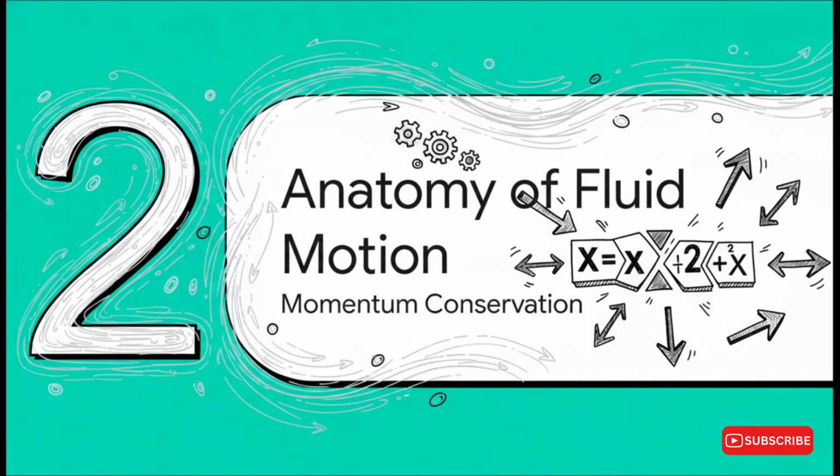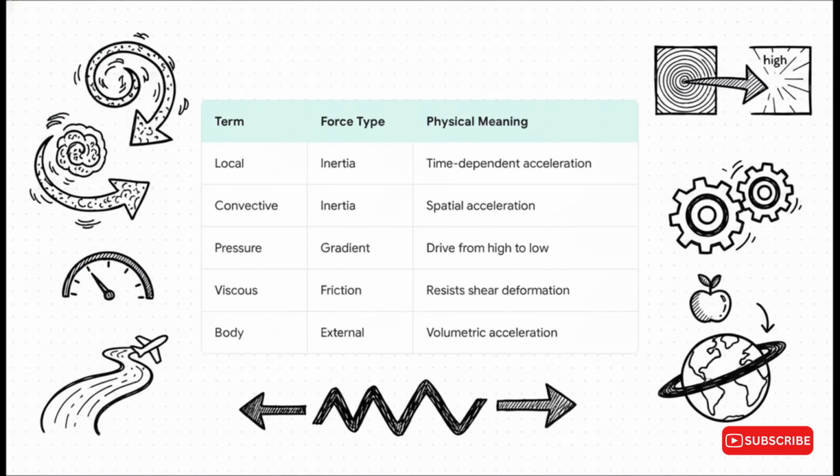Moving right along to section 2. Anatomy of fluid motion and momentum conservation. Let's see how all of this builds into the complete vector expression by breaking down this terrifying equation into totally manageable pieces. So the crucial takeaway here is that this isn't just abstract math. It's a dynamic accounting ledger.